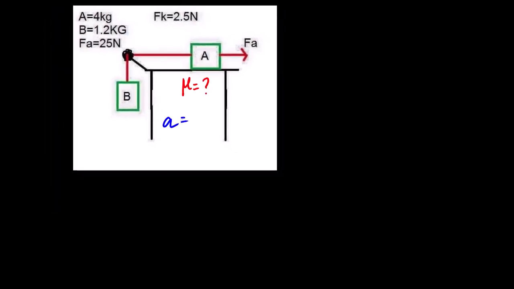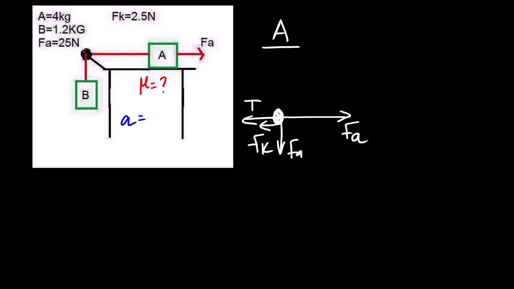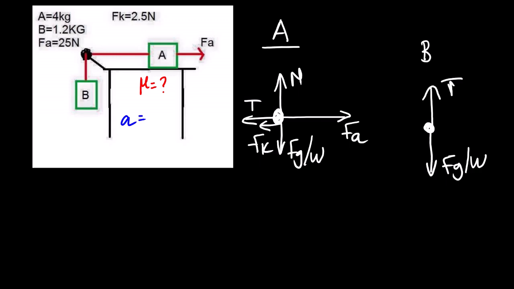In order for us to calculate, we need to draw free body diagrams for each block. The free body diagram for A block will be like this. It will be tension, then we have Fk, we have Fg, and then we have normal force. And for B block, we only have two forces acting on B block. So it will be tension and Fg, which is also weight.